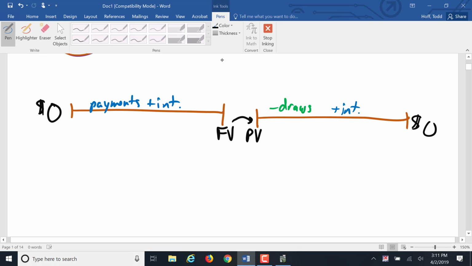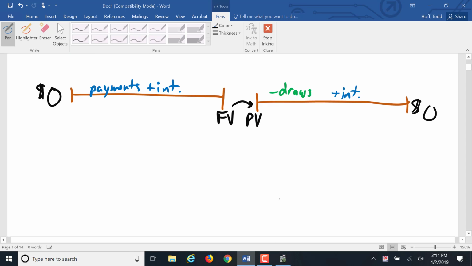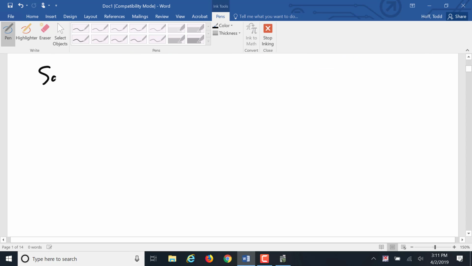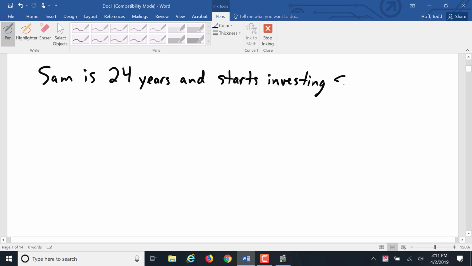So let's take a look at some examples that hook the two processes together in this way. So our first example here, we're going to have Sam, who is 24 years old and starts investing $200 per month in, let's just go 10% ordinary annuity.